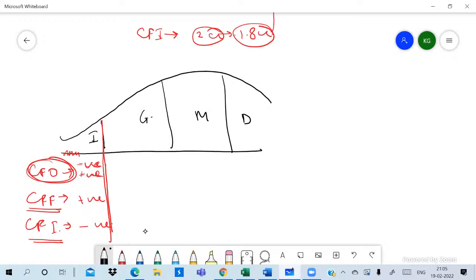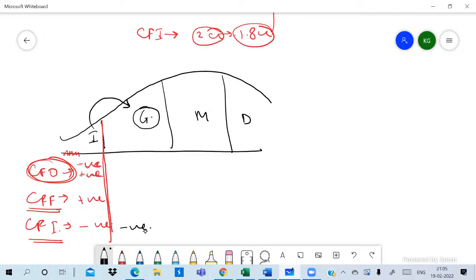Slowly and steadily, the company will move from the introduction stage to the growth stage. When you move to the growth stage, things will change slightly. Growth stage, again, I'm expanding, I'm going aggressive. I want to buy more assets. Maybe I'll go for some sort of merger acquisition. I'll buy more plant and machinery. I'll have greenfield projects, brownfield projects, whatever. So investment activities will be negative, because you'll have a lot of outflow.